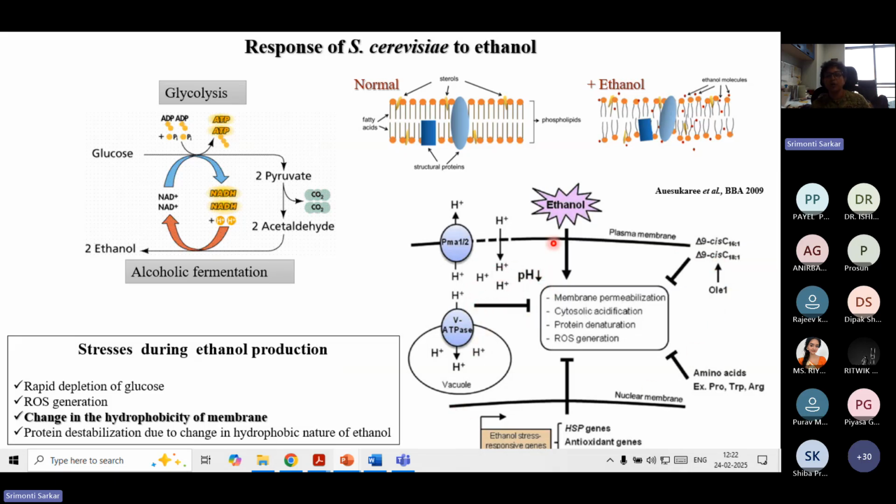So in all of this, there's one area I'm interested in, which is the role of the vacuole in mitigating the stresses that result from ethanol production. My goal is to tweak the biology of the vacuole so that yeast cells are able to withstand the stress conditions generated by ethanol far better.